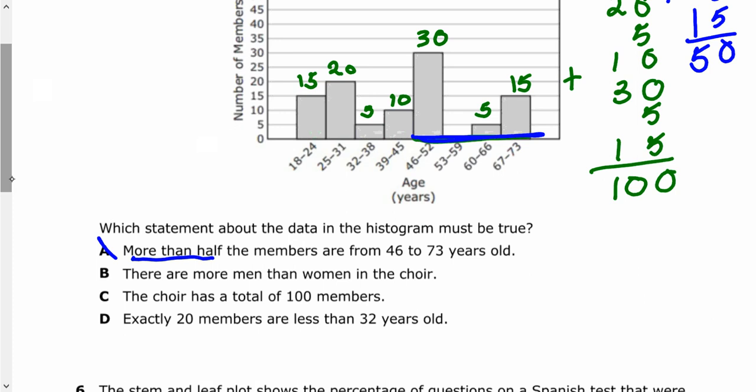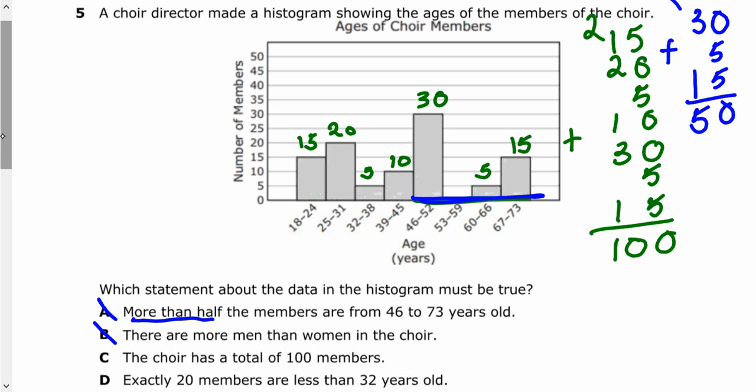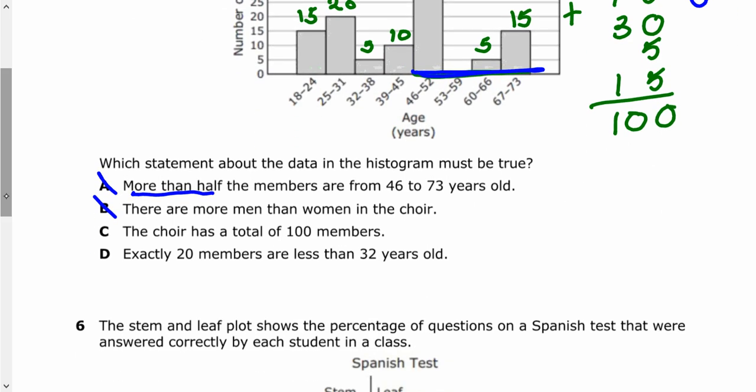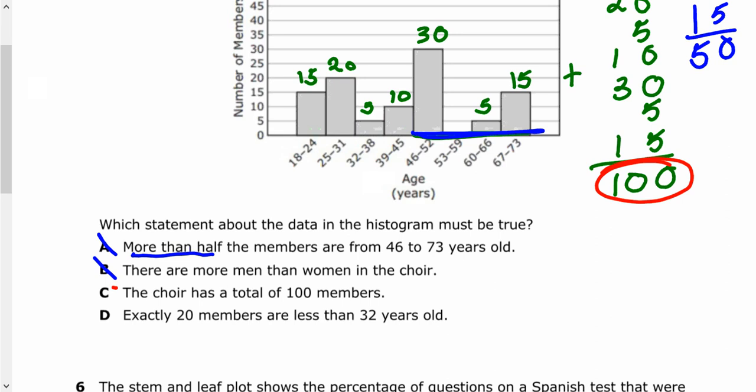There are more men than women in the choir. This has nothing about men and women, so we don't know if it's a man or a woman. The choir has a total of 100 members. Well, we added them all together and we did get 100, so it seems like C might be the answer. Exactly 20 members are less than 32 years old. Well, less than 32 would include this 15 and this 20. Well, that would actually be 35. So that cannot be correct. So my only answer is C.